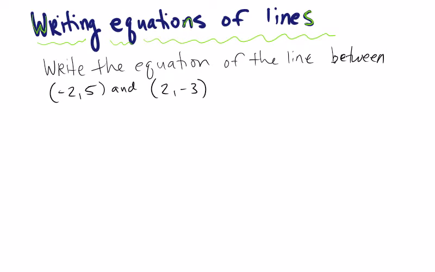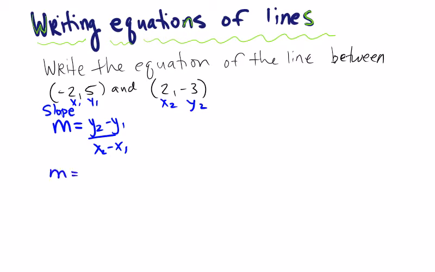So the very first thing we need to do in order to find the equation of the line is we need to start by finding our slope. Our slope was y2 minus y1 over x2 minus x1. So if we label these x1, y1, x2, y2, then our slope will be -3 minus 5 over 2 minus -2. Which is going to get us a slope of -8 over +4, which gets us a slope of -2.